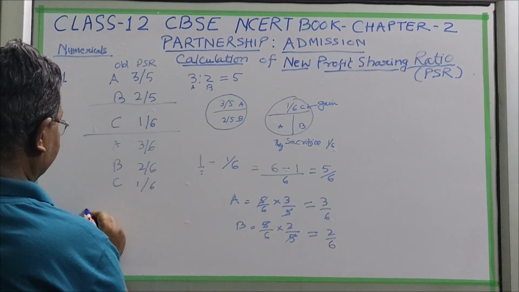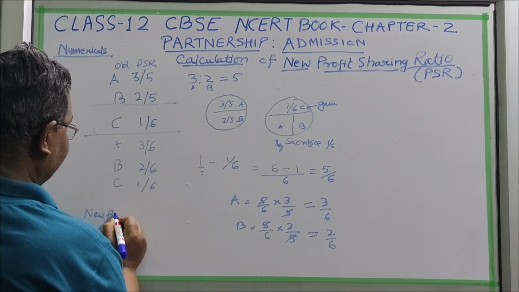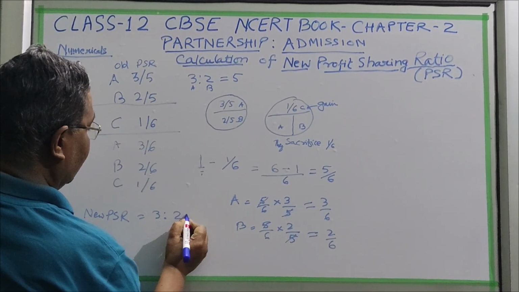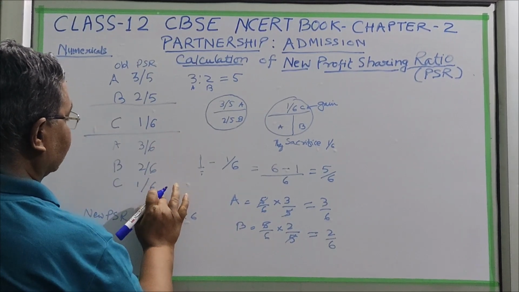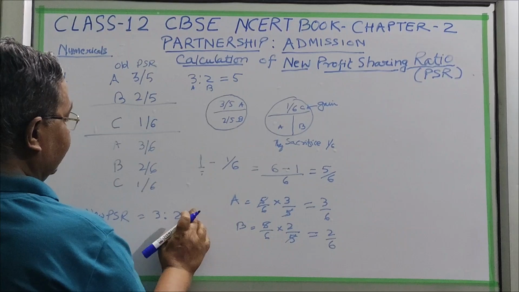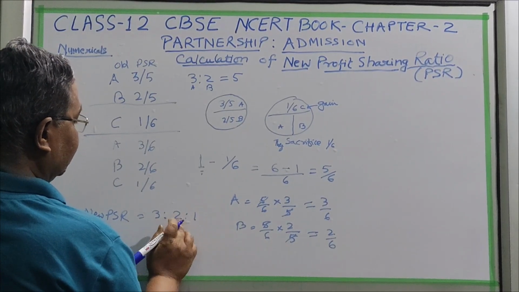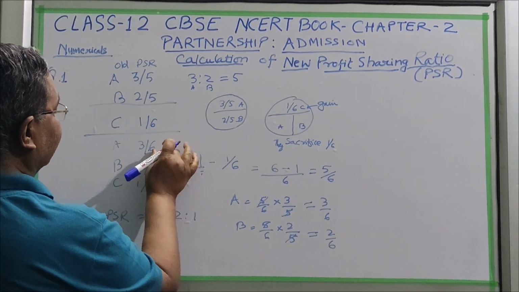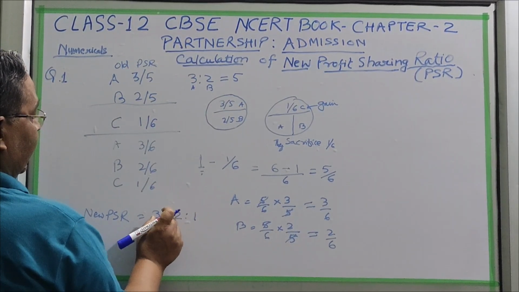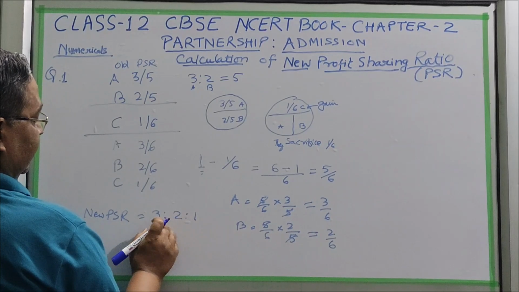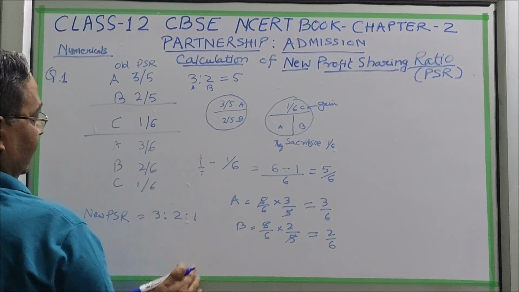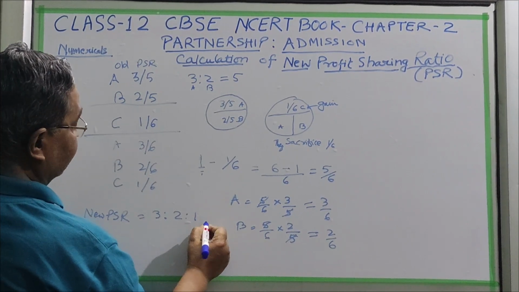Okay, so the new PSR, profit sharing ratio, will be 3:2:1. The denominator 6 we used to leave because it represents the total. In this portion, we take the numerators and leave the denominator, so 3:2:1. So this is your answer.